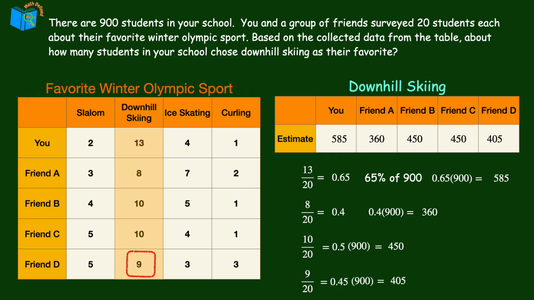Do you notice that except for friends B and C, the rest of the estimates are different? These differences happen naturally because we would expect that students' choices will vary from person to person, which is why it's never a good idea to rely on just one sample.